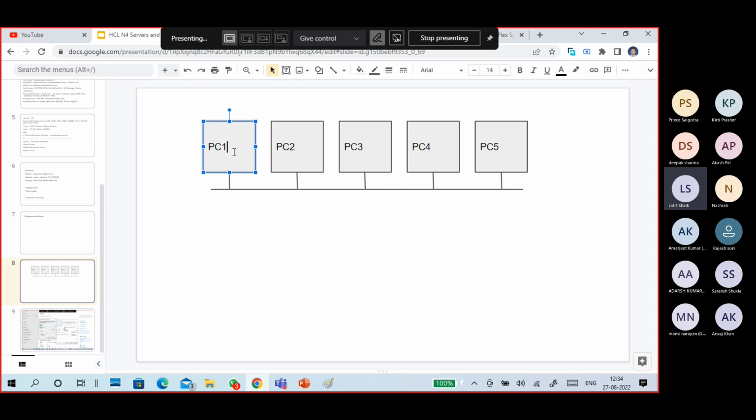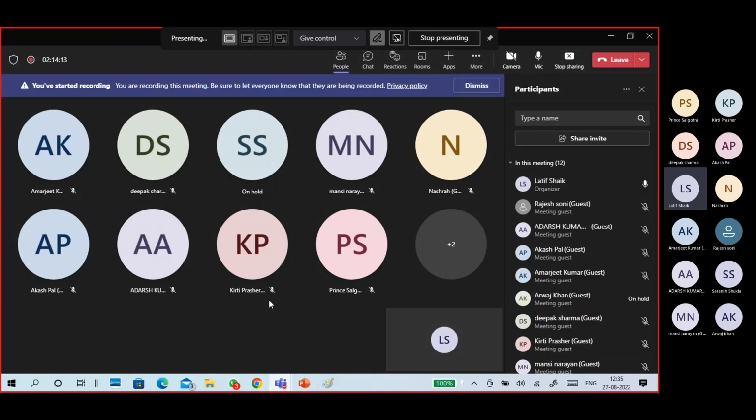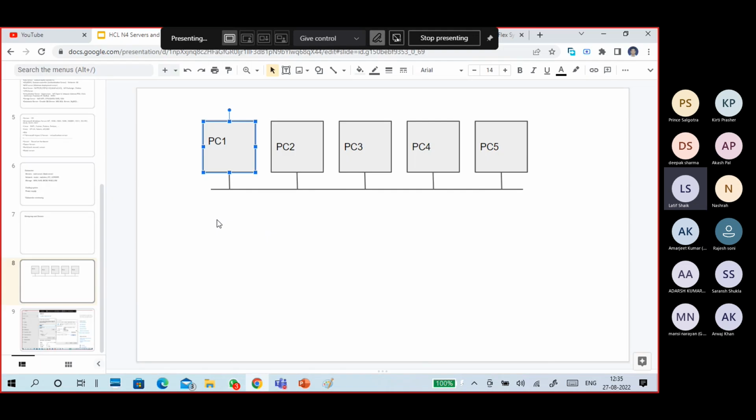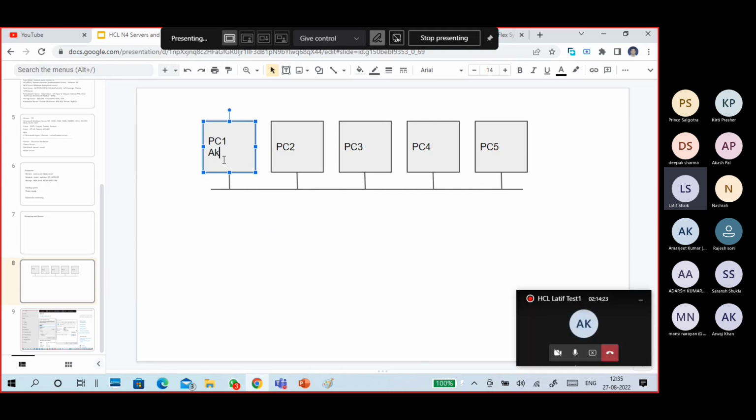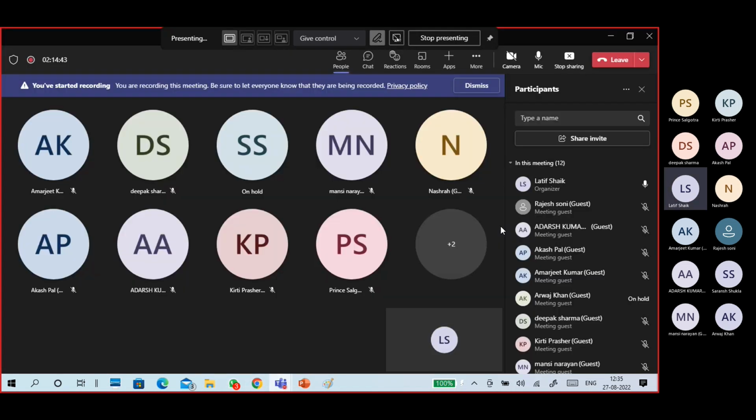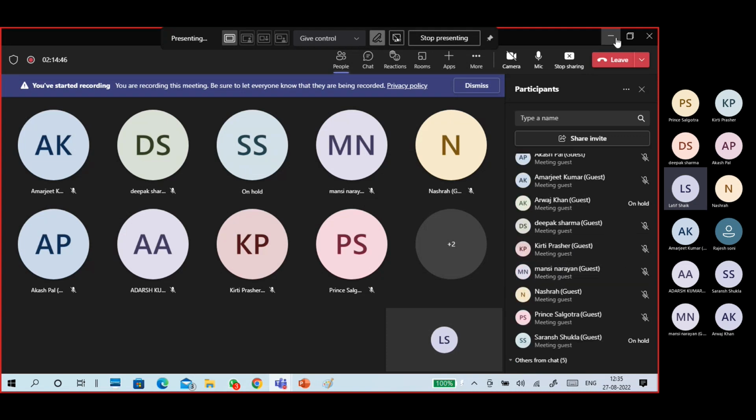Each PC has a user. For each one I will put a username. As an example: Rajesh, Aksha, Akash, Arvaj, Kirti. This PC2 is by Kirti. Deepak. Easy names. I want four lines. Yes, we can say Mansi.